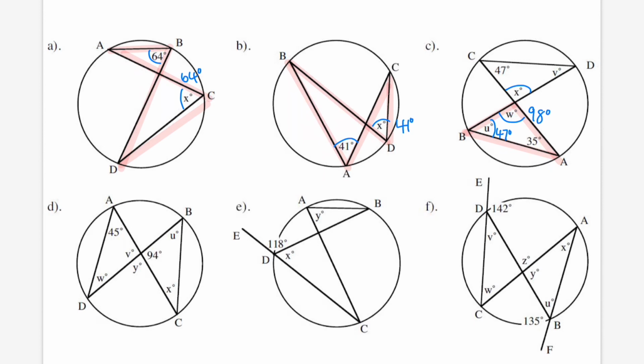The next question is very similar. So we can see that u would be 45 and that v would be 94. This time we're going to use the triangle to help us to find x, and we then know that x and w must be the same.